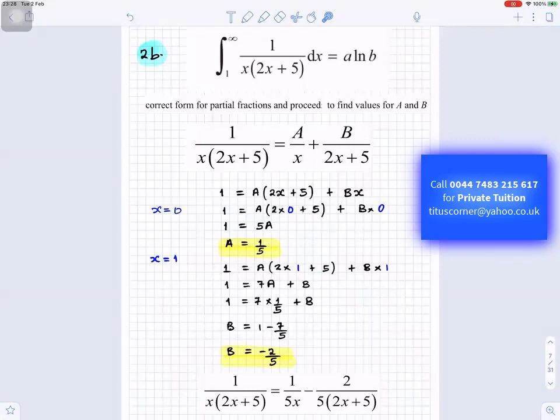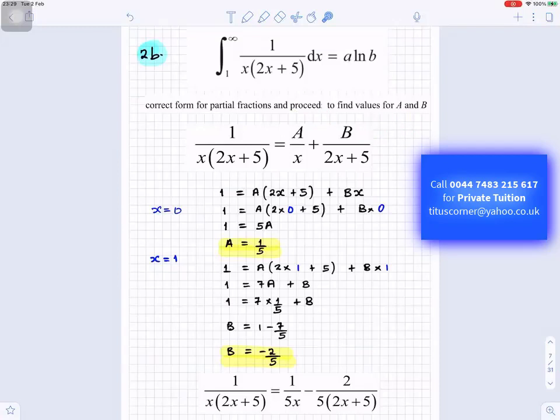Question 2b. Integrate from 1 to infinity 1 over x bracket 2x plus 5 dx. So what we want to do, we want to express it as a partial fraction. So we take the one fraction and we want to express it into two fractions. The reason why we do that is so that it's easier to integrate. So what we can do is we would multiply the left hand side by x bracket 2x plus 5. Multiply a with x bracket 2x plus 5. Multiply b with x bracket 2x plus 5.